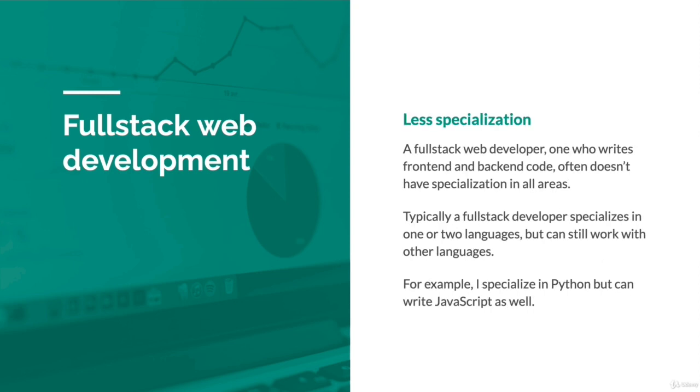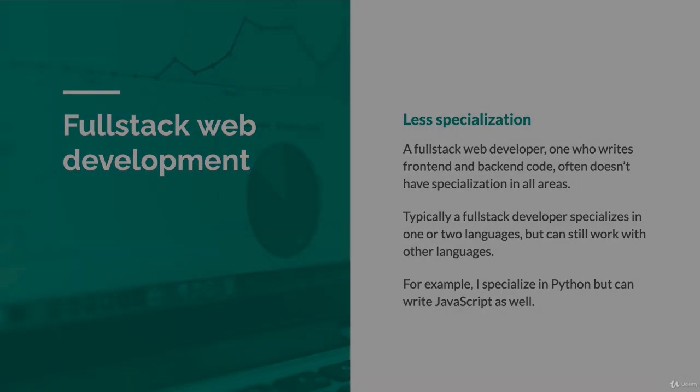A full stack web developer is usually one who writes front-end and back-end code, but often doesn't have specialization in all areas. But they can do a little bit of everything. So typically a full stack developer specializes in one or two languages, but can still work on other languages. For example, I specialize in writing Python, but I can also write JavaScript as well.